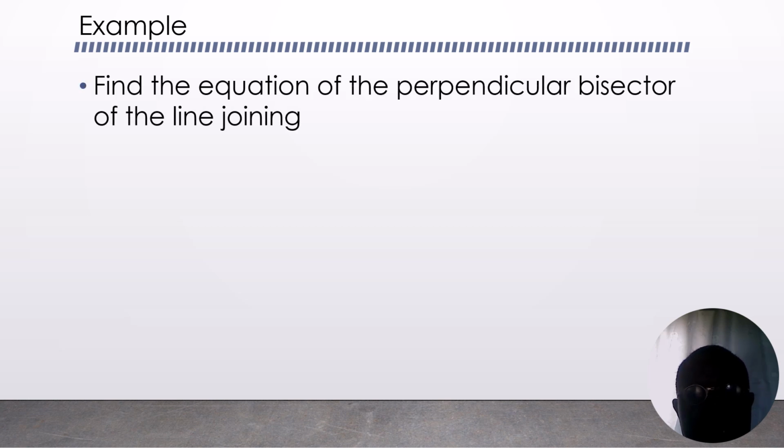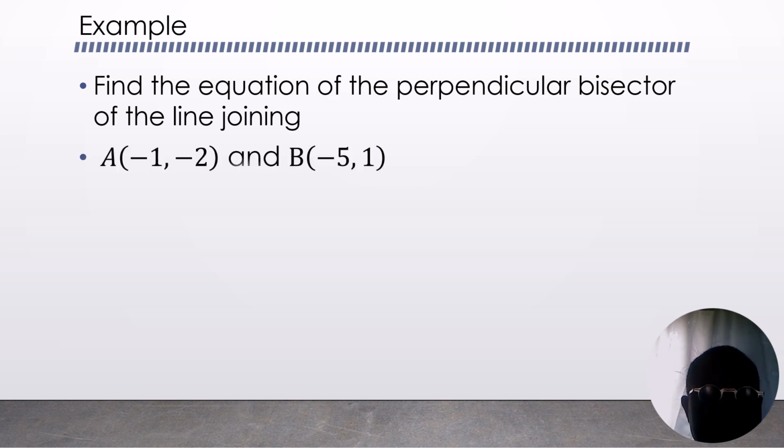Let us illustrate this with an example. Find the equation of the perpendicular bisector of the line joining the points A (-1, -2) and B (-5, 1). Solution.